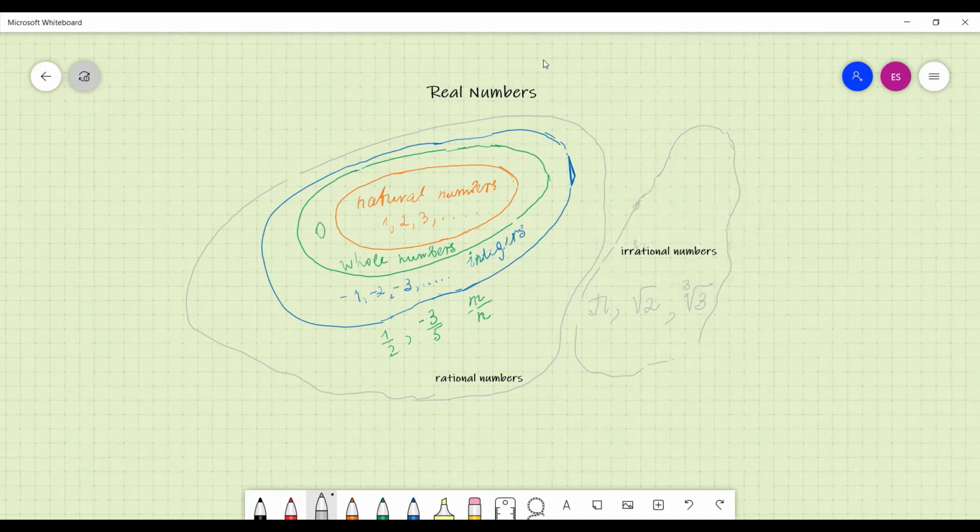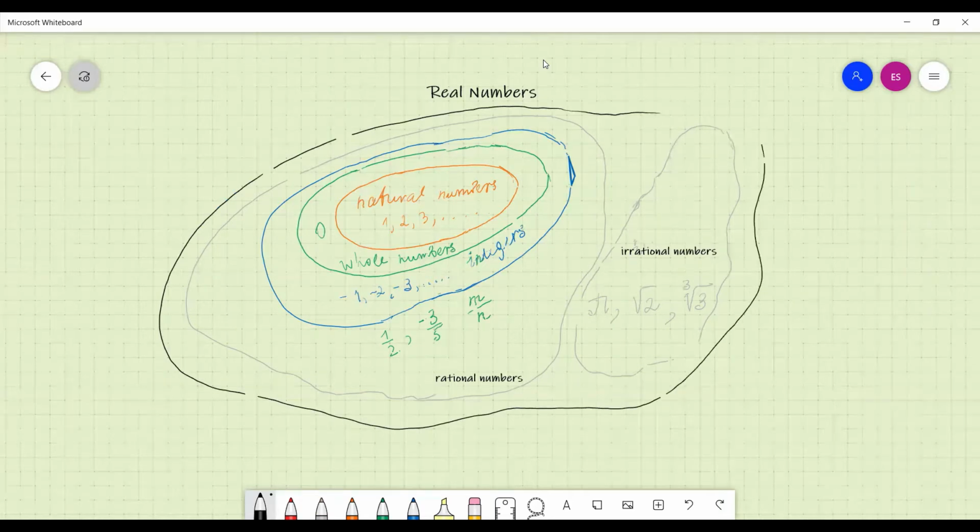Now, if we unify these two sets of rational numbers and irrational numbers, and again, the definition of irrational numbers is that we cannot represent them as a ratio between two integers, if we unify them into one set, we are going to get real numbers. And these are going to be the numbers we are mostly going to deal with in this class, real numbers.